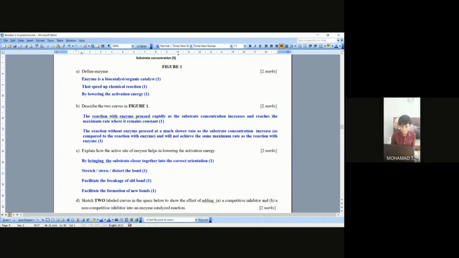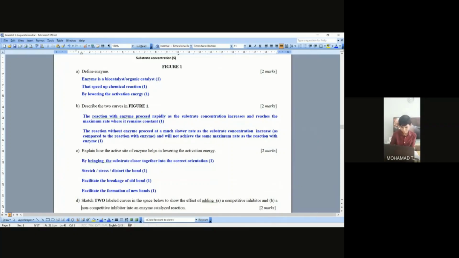Then enzyme will facilitate the breakdown of old bonds, 1 mark. Enzyme will also facilitate the formation of new bonds. And enzyme also stretches or stresses, or distorts the bond. So there are several options here that you can choose to help you get the full marks.